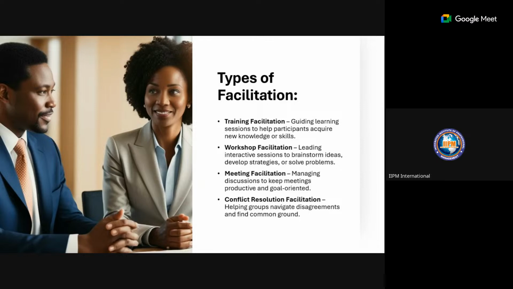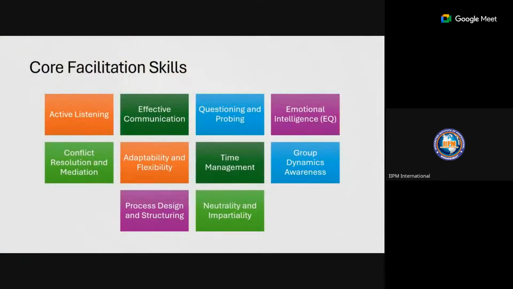And I will have the meeting facilitation where you manage discussions to keep meetings productive and goal-oriented. Manage time, manage agenda, and all of that. And then, of course, on conflict, you help groups navigate disagreement and find common ground.